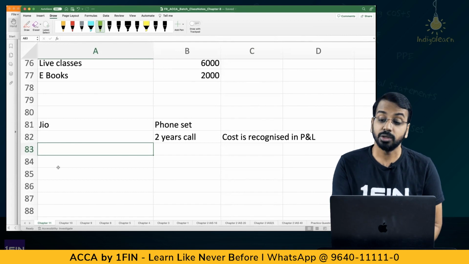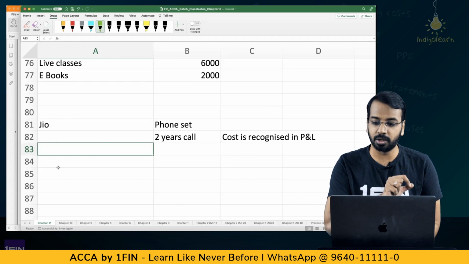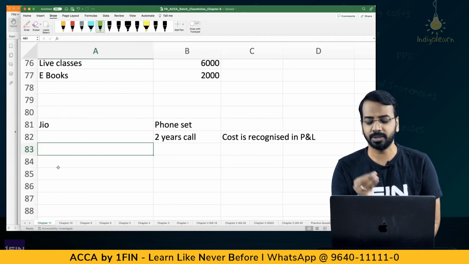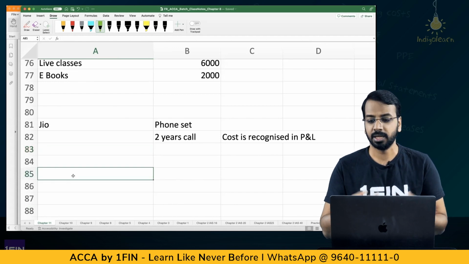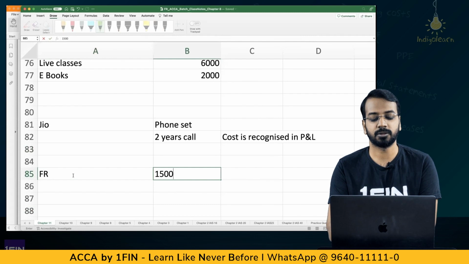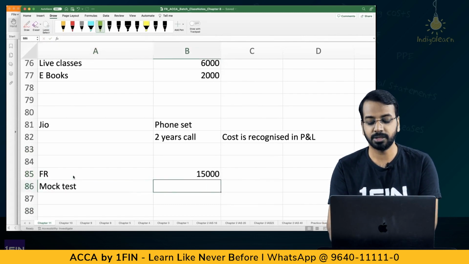Of course, you have to look at materiality also. It is not that because the rule says so, we have to apply it mechanically. You have to look at materiality also. For example, just to give you a hypothetical situation, today I sell classes, my FR classes say at 15,000. Along with it, I give a mock test for free, which is worth 299 rupees.